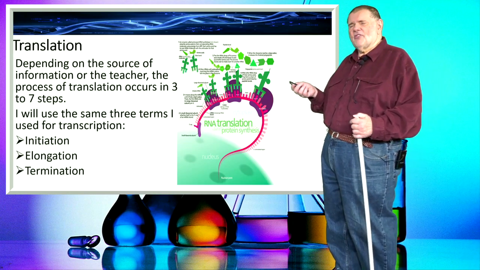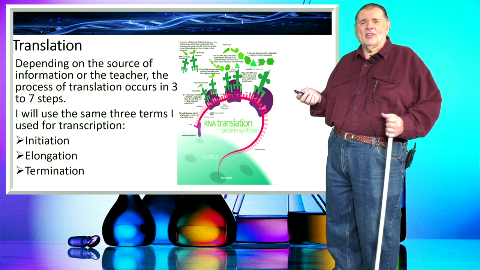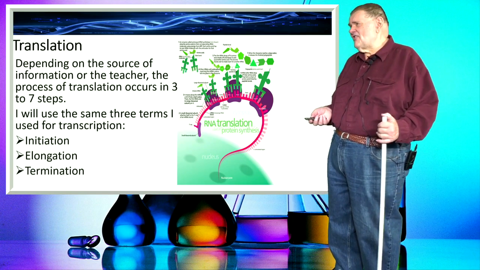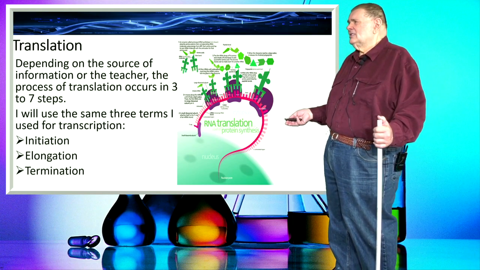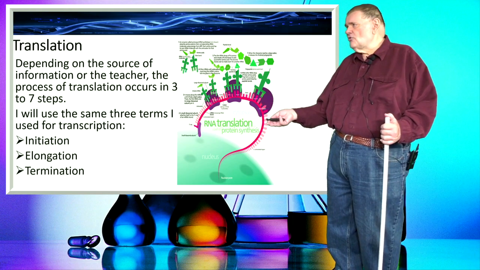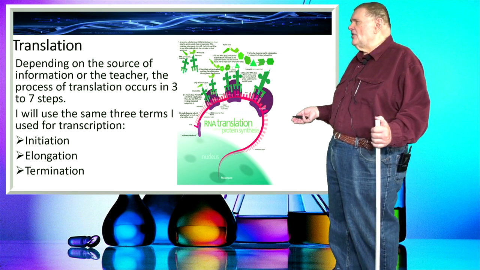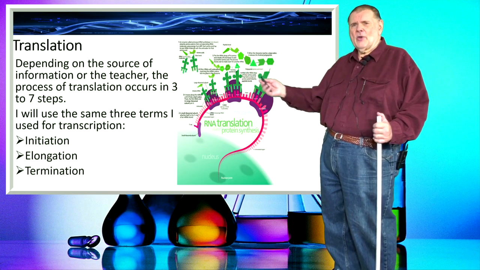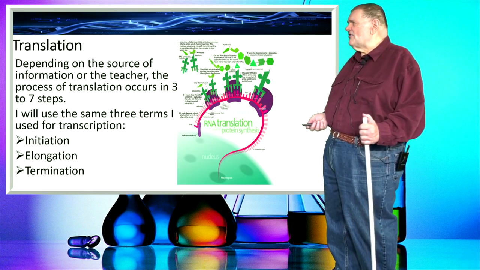Depending on the source of information or the person who's teaching it, the process of translation occurs in anywhere from 3 to 7 steps. I'm going to use the one I like, which is the three terms that I used for transcription: initiation, elongation, and termination. And on the right there, you have a diagram that indicates how this process occurs.